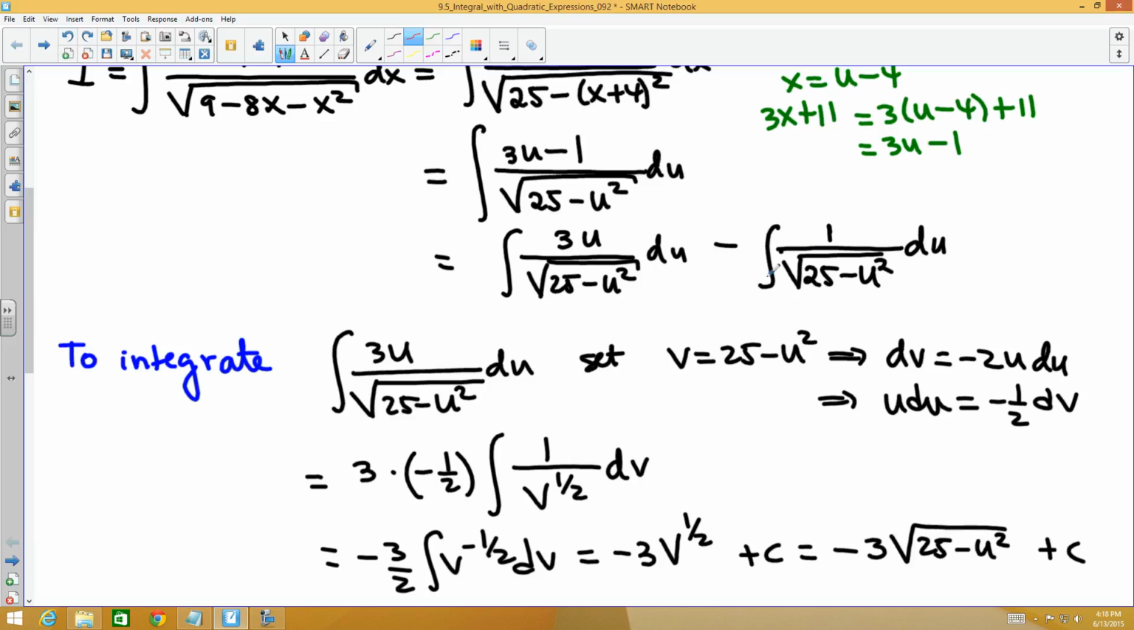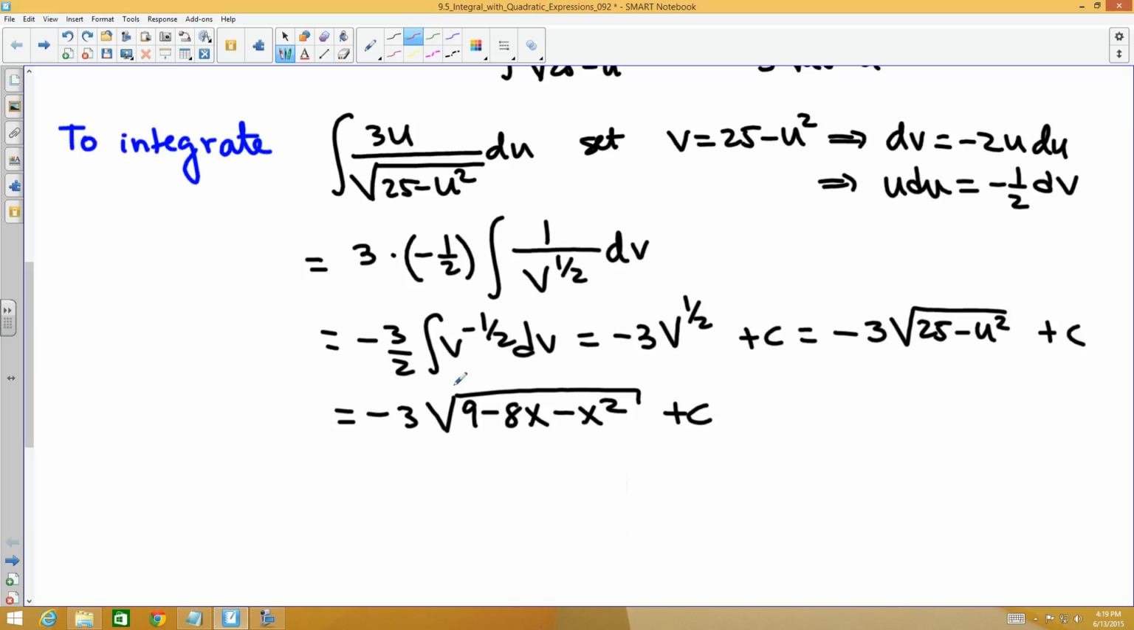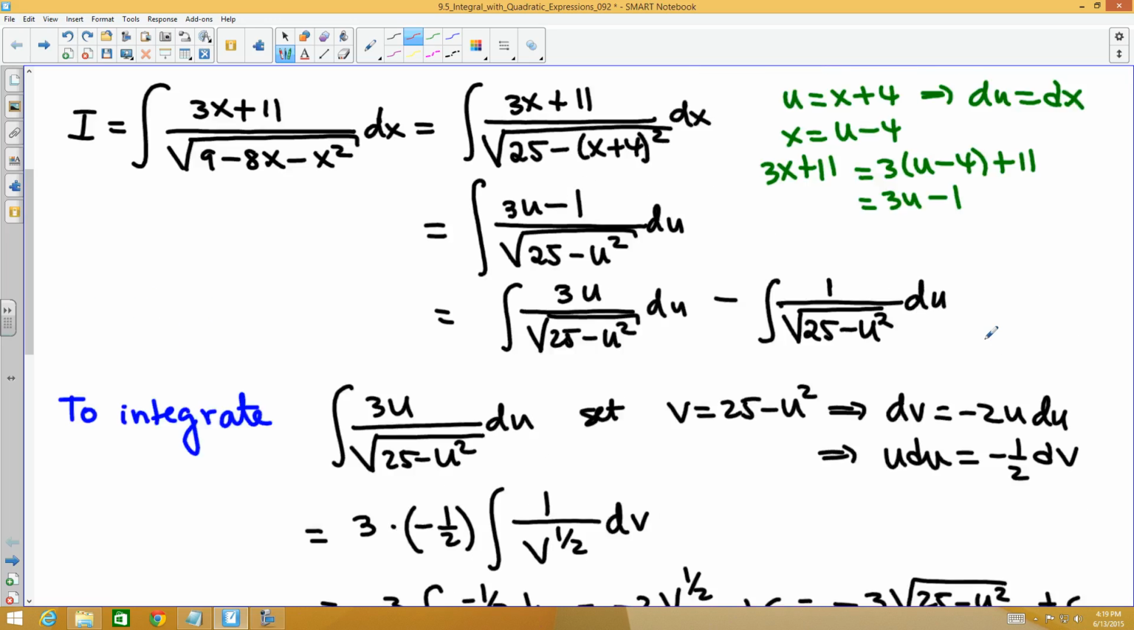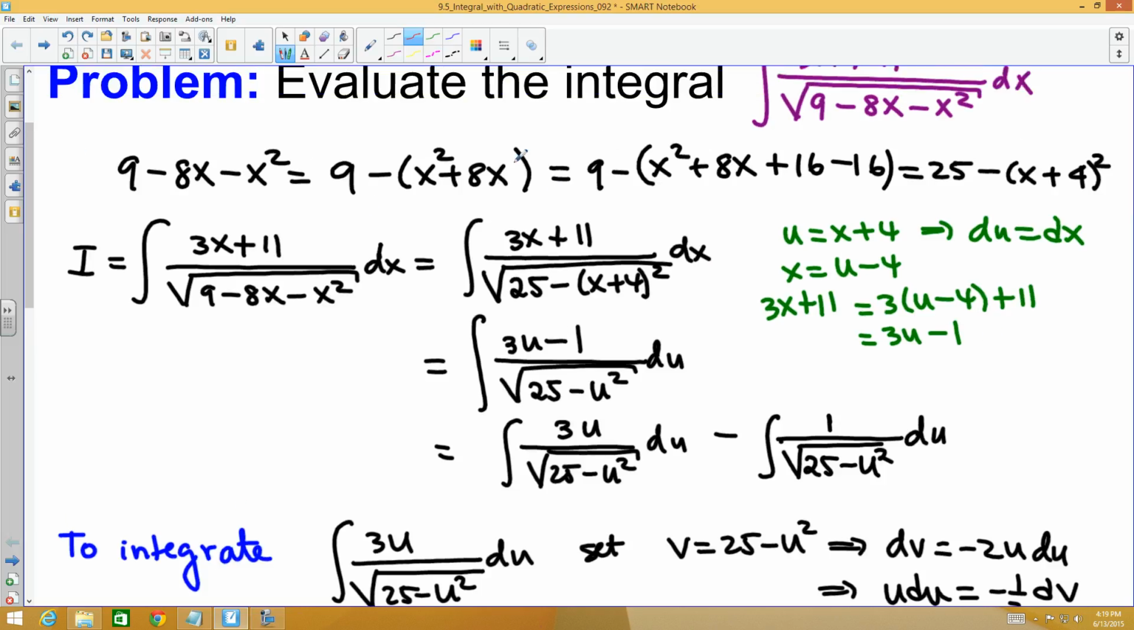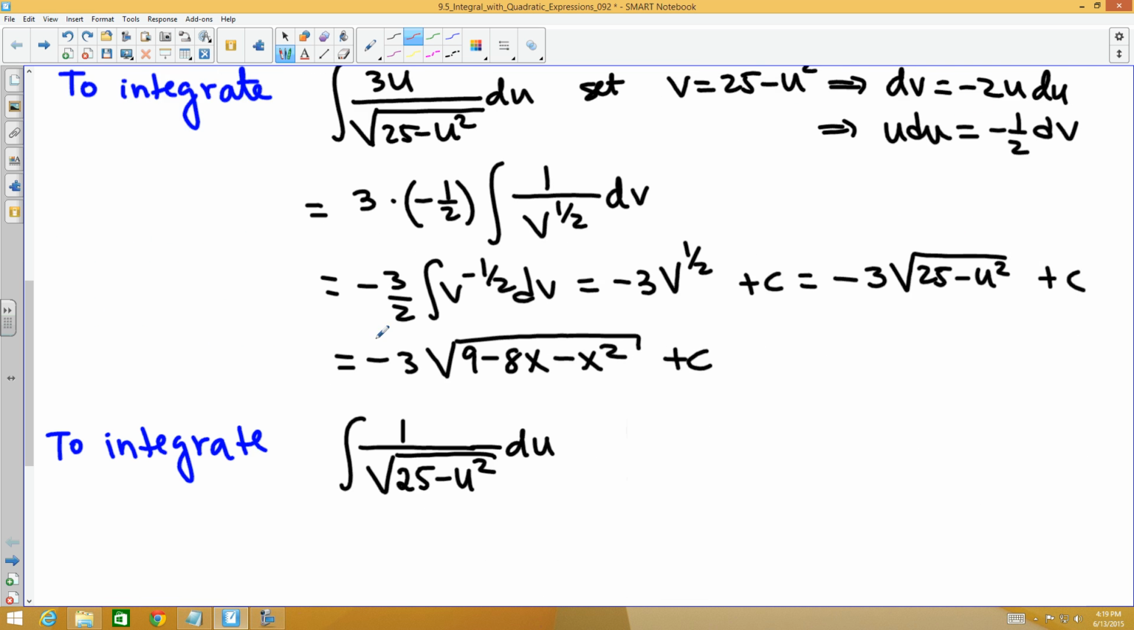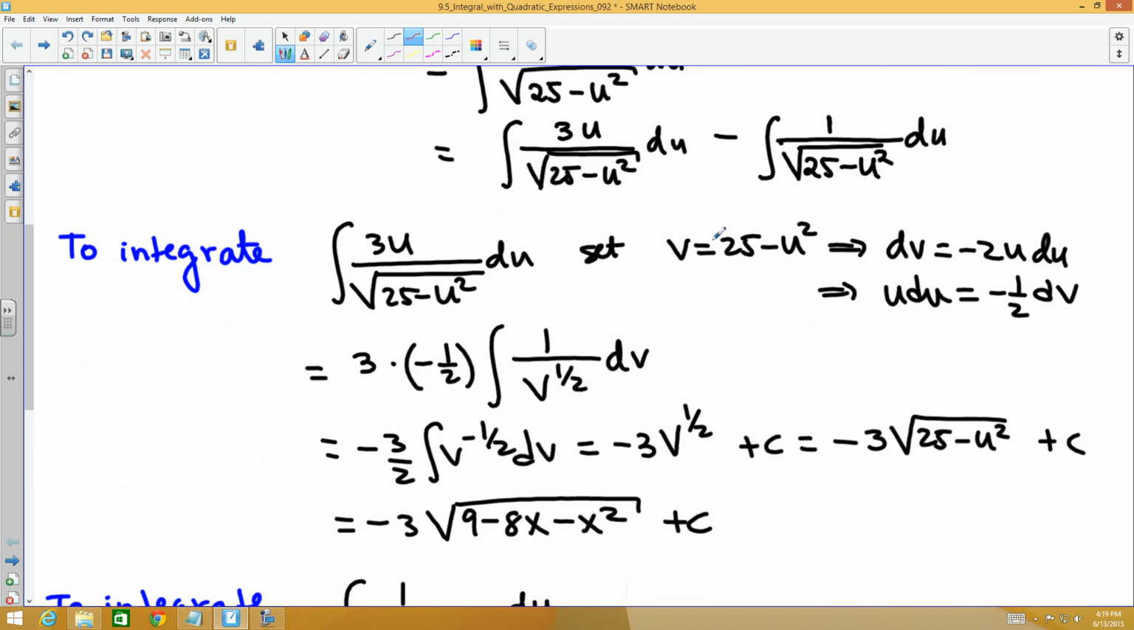Now we need to integrate the other part as well. In fact, v was just 25 minus u squared, so v to the 1/2 is square root of 25 minus u squared. Now we need to rewrite it in a simplified form. We know that 25 minus u squared is exactly what we have right here. Because u is x plus 4, 25 minus x plus 4 squared is 9 minus 8x minus x squared. Now we'll go back here, and we want to integrate the last part, this part.